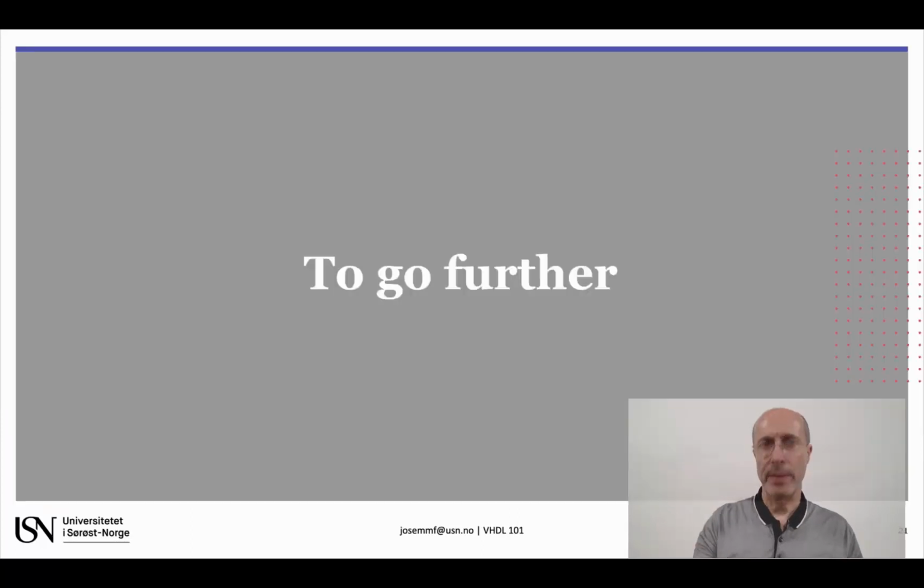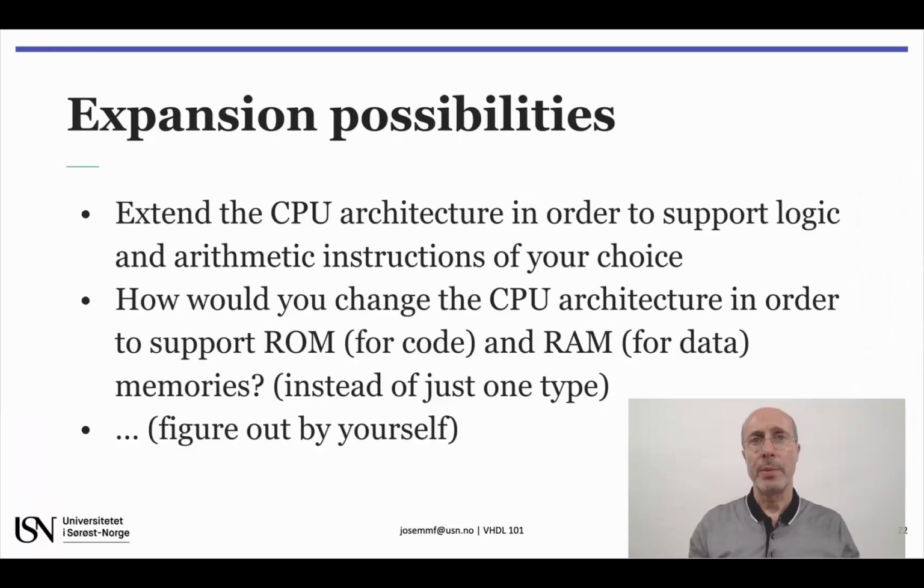How can you go further? You may, for example, consider the addition of logic and arithmetic instructions and eventually of additional data registers to support them. And you may as well consider the modification of the top-level description in order to comprise the simultaneous existence of the two types of memory, ROM and RAM. And keep in mind that your imagination is the limit, so you can add whatever new things you are able to think of.